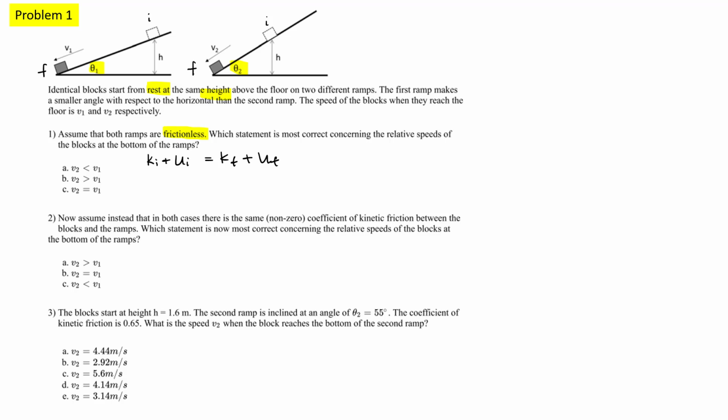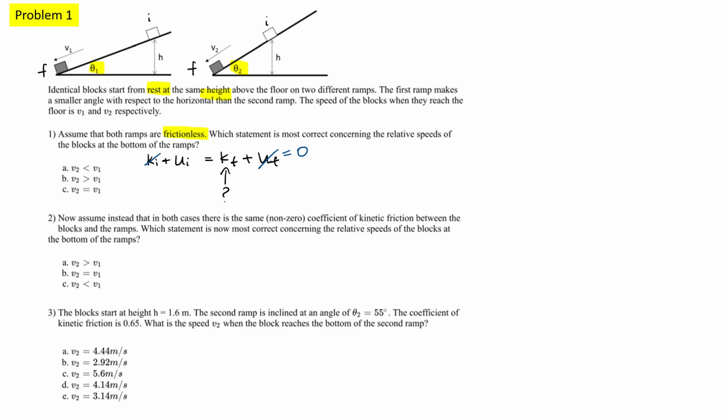Now, if I start from rest, guess what? It means that my initial kinetic energy is 0 for both. And at the end, the other thing I'm going to do is set the final gravitational potential energy to be 0 on the ground. So what are we left with? Which one's going to be moving the fastest? It's whichever one has the bigger kinetic energy.